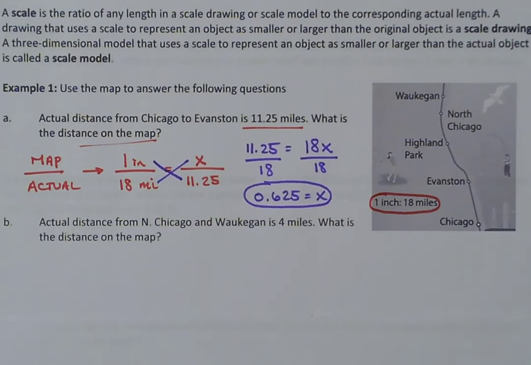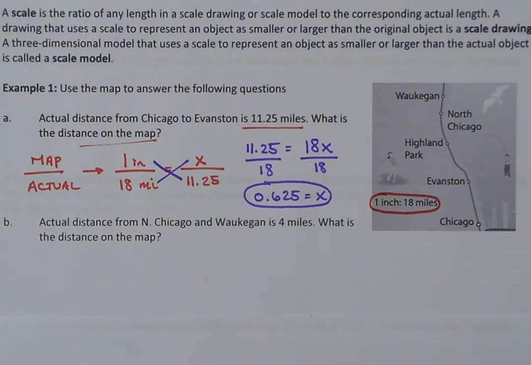Now, part B is going to ask us to do the same thing, but we just have 2 different places and different distances. So in this case, it's North Chicago and Waukegan, and it's 4 miles. I'm going to leave this problem for you to do if you want some extra practice. It is just like what we did in part A. It's just different numbers and different spots. But I will leave that for you if you would like some practice.